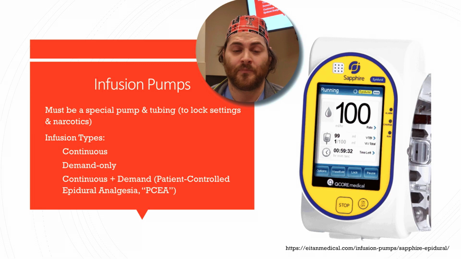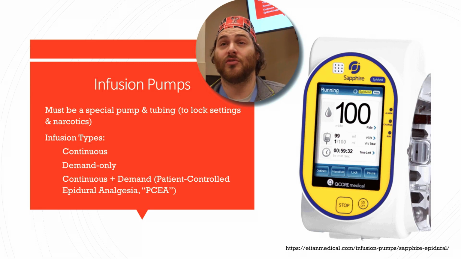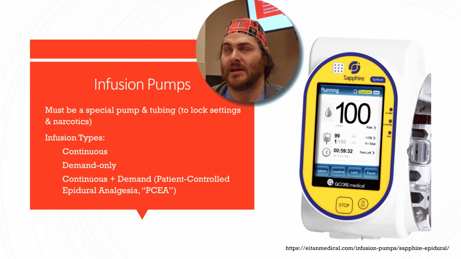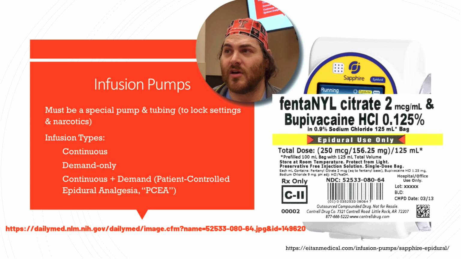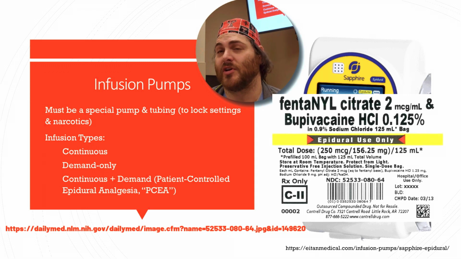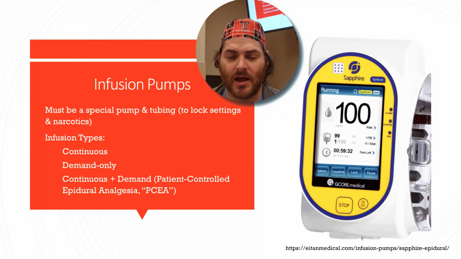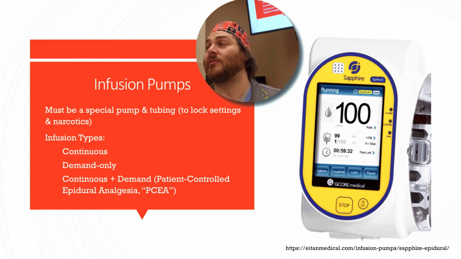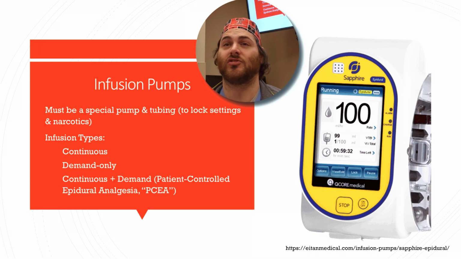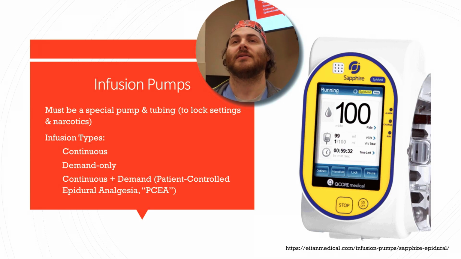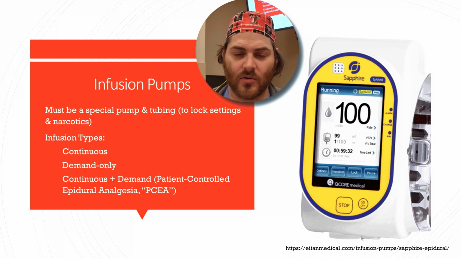The kind that we use here is typically the local itself will be like 0.1% bupivacaine, and the narcotic that's in it, I think we use 2 mics per ml of fentanyl. That's nothing. That's really low. Again, you don't need a whole lot of fentanyl. You don't need a big concentration if you're giving it directly into the spine to actually produce that analgesia. So it's not typically a big deal.